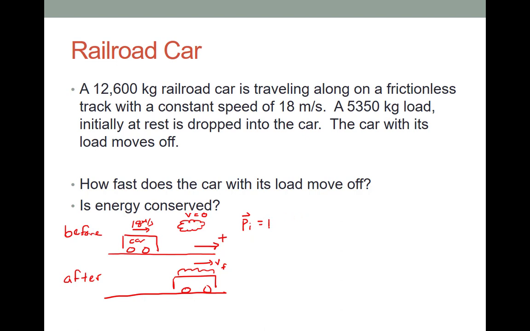One piece will be the mass of the car multiplied by the initial velocity of the car, which is 18 meters per second. The second piece will be the mass of the load multiplied by the initial velocity of the load. That works out to be 216,000 kilogram meters per second.